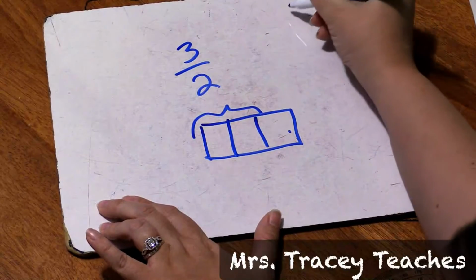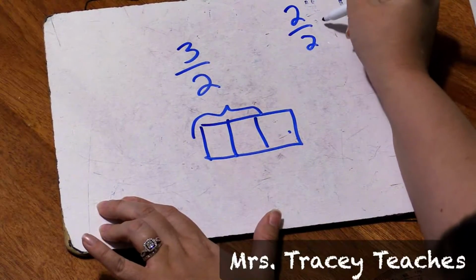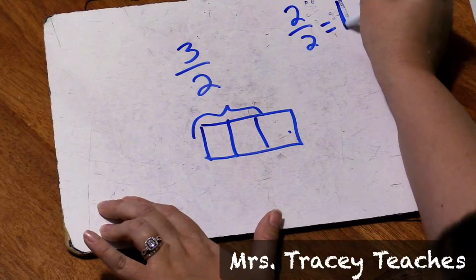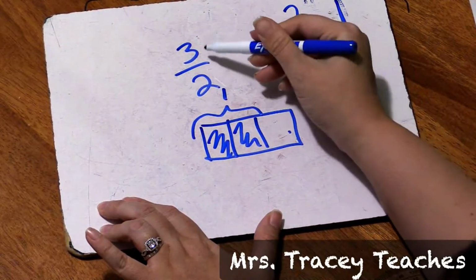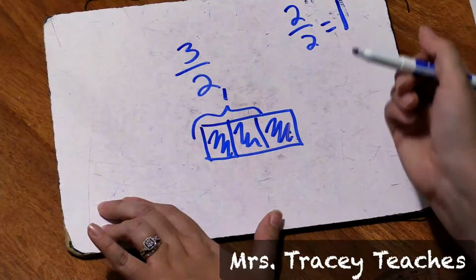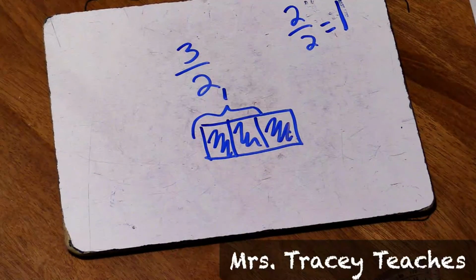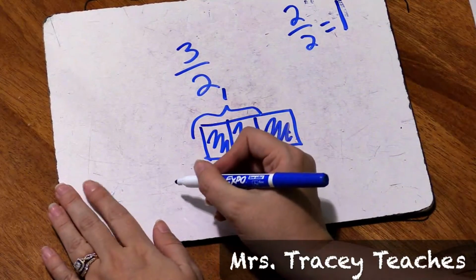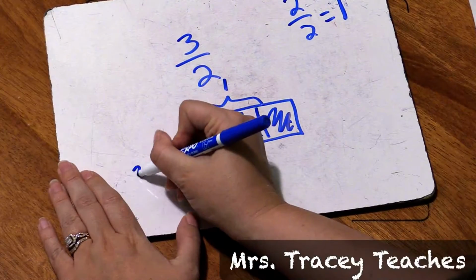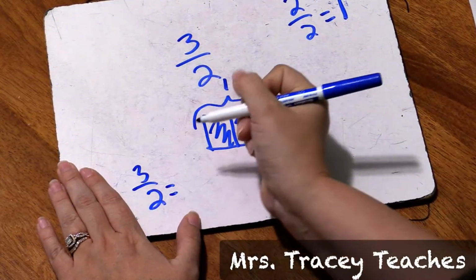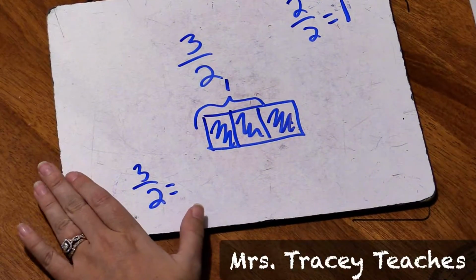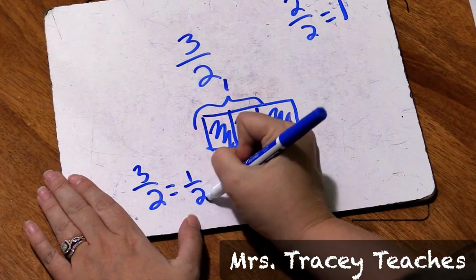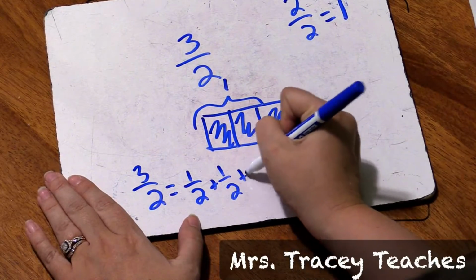So I know 2/2 equals 1. So that's my whole number. Those are colored in, but now there's also one extra one. So that one is also colored in. So now I have to write 3 different equations. So my first equation I'm going to write for 3/2 is 1/2 plus 1/2 plus 1/2.